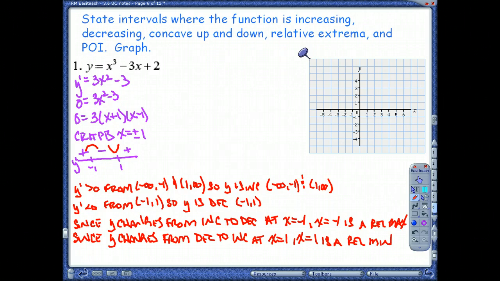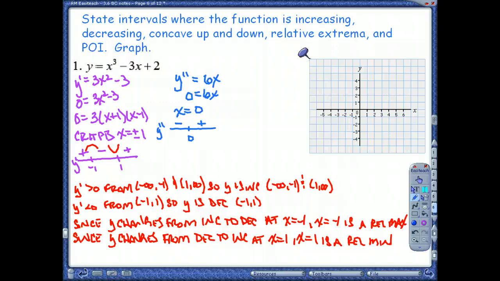Now let's find all of our information with our second derivative. Let's pop that in right here. So if I take the derivative of 3x squared minus 3, that's going to give me 6x. If I set that equal to 0, I've got a possible point of inflection at 0. So if I do my little chart, remember this is only to keep ourselves organized. If I put in a value that's negative, my second derivative is going to be negative. If I put in a value that's positive, my second derivative is going to be positive.